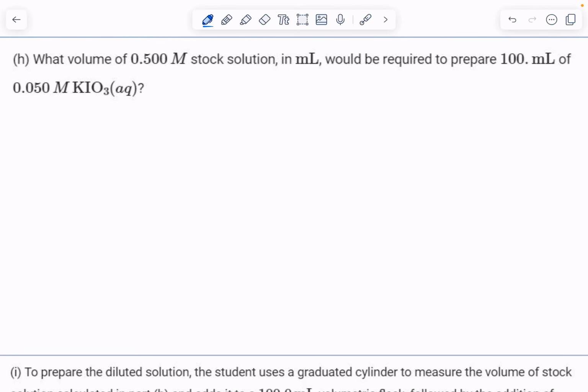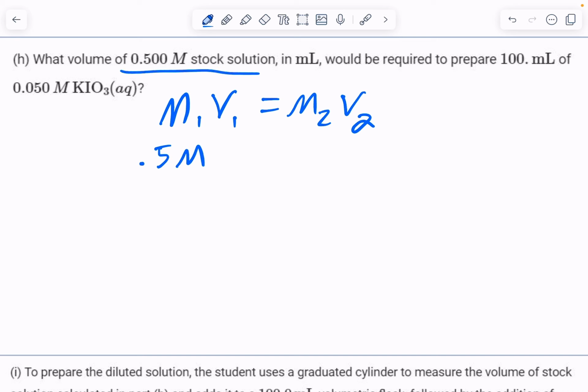What volume of a 0.5 molar stock solution in milliliters would be required to prepare 100 milliliters of 0.05 molar KIO3? So once again, anything that dilutes or prepares a solution, we are going to use M1 V1 equals M2 V2. In this case, we are looking for V1. So we do have M1, that's 0.5 molar, that's the stock solution. We don't know what this is, so we'll leave that as V1.